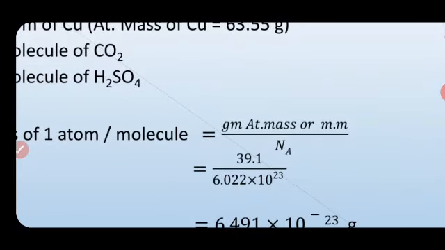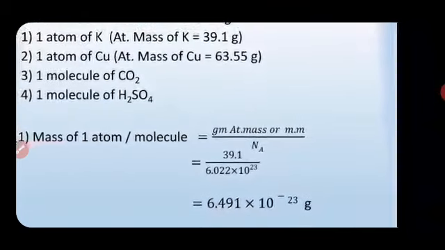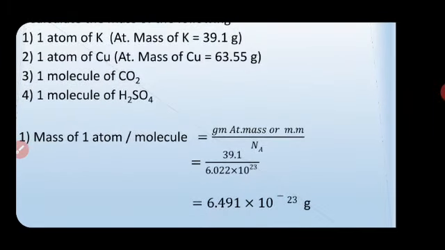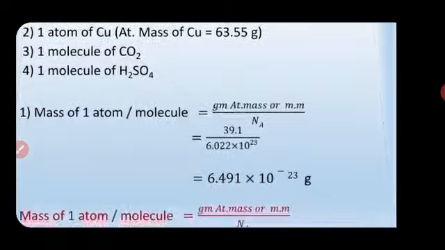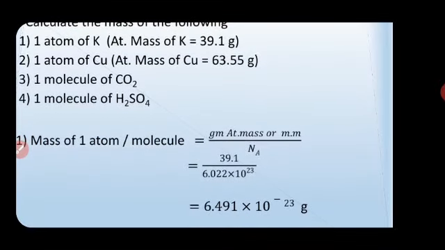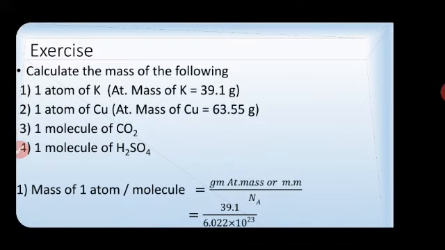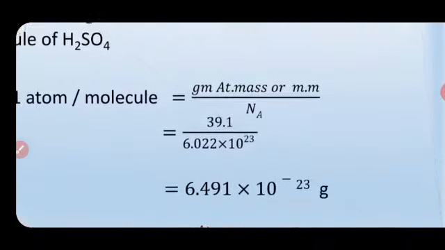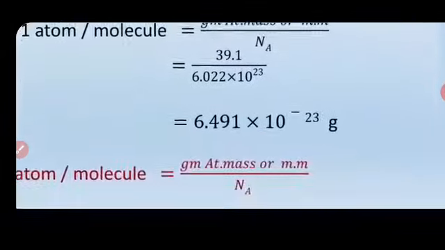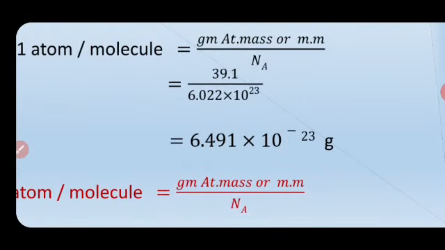Gram atomic mass or molecular mass divided by Avogadro number will give you the mass of one atom or one molecule, whatever may be the element or whatever may be the substance. So here again, the first problem I have solved. Now 1 atom of potassium is asked. Atomic mass of potassium is 39.1 gram, which is given. So here atomic mass divided by Avogadro number will give you the value of 1 atom.